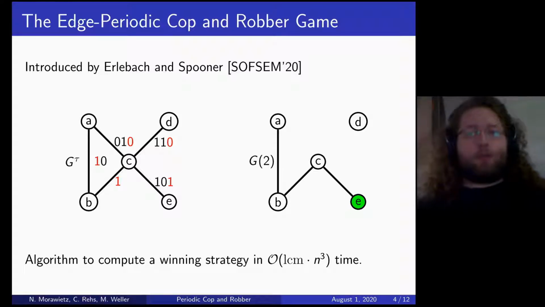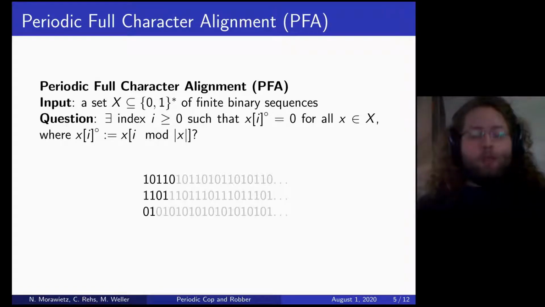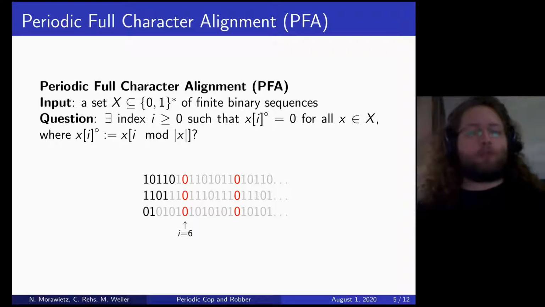Formally, we can call this problem periodic full character alignment, where we are given a set of finite binary sequences, and we want to know if all of them align at 0 at some index i. Here's an example with 3 sequences, and if we repeat them infinitely many times, we can check that all of them align at 0 at position 6 and also at position 14. And so this would be a yes instance of the PFA problem.